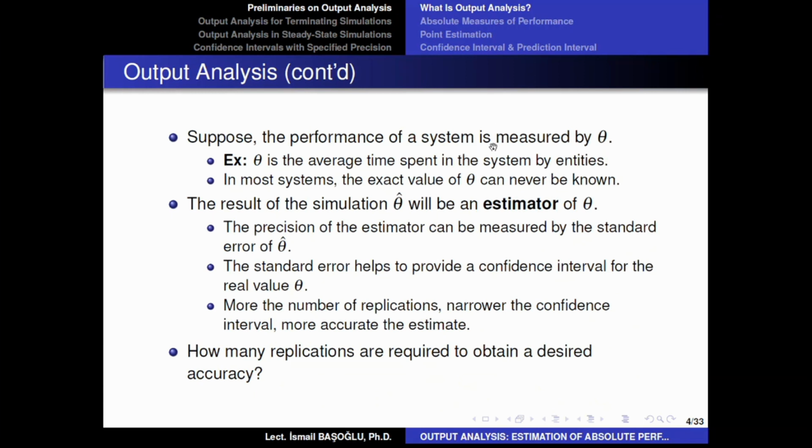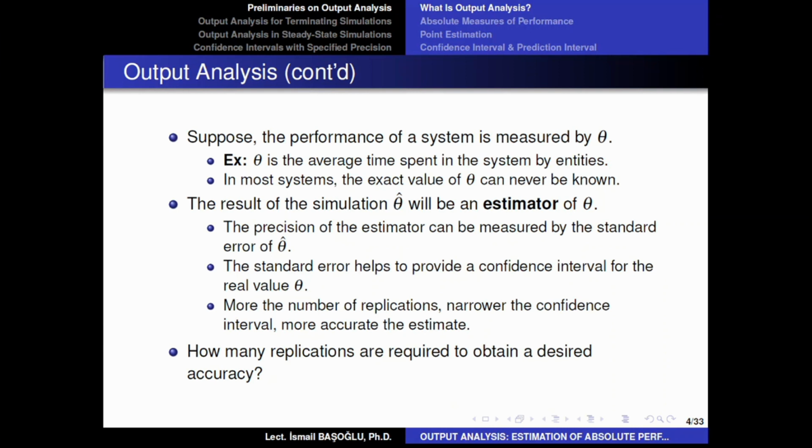Now, suppose the performance of a system is measured by theta. And let's just say this theta is the average time spent in the system by entities. The system time, basically. The average system time for all entities. And in most systems, it is impossible for us to know the exact value of theta, right? Either you are going to observe this system until infinity, or you are going to run a valid simulation model again until infinity. So it is impossible in any way.